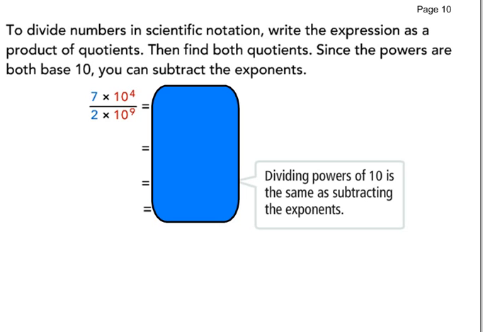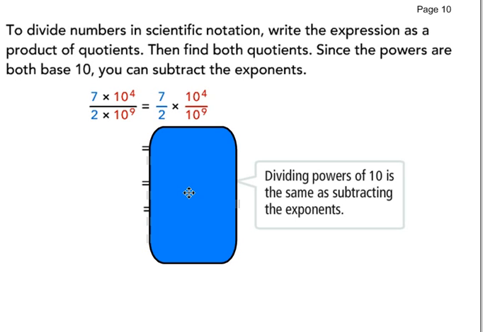Okay, we have 2 more problems. This is a division problem. To divide numbers in scientific notation, we write the expression as a product of quotients. Then we find both quotients. Since the powers are both bases of 10, we can subtract the exponents. This is very similar to what we did in topic 3. So we have 10 to the 4th power being divided by 10 to the 9th power. So hopefully you remember, since that was just last week.